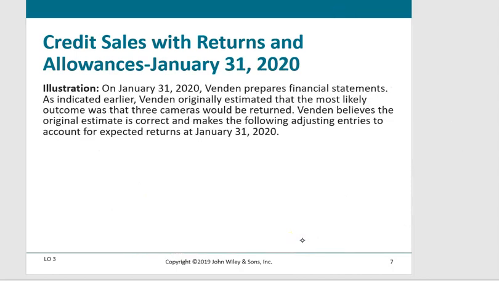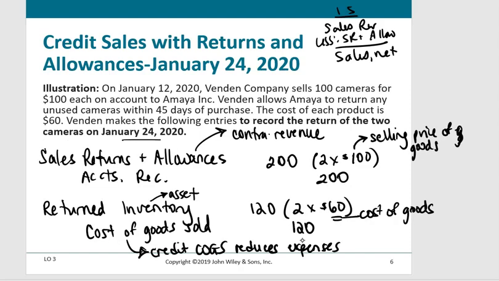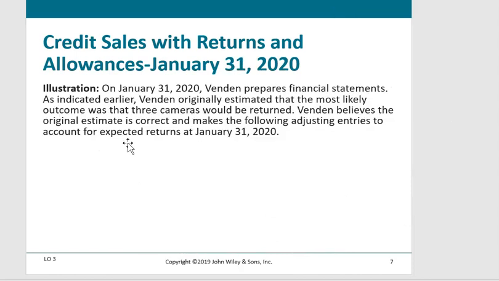Let's continue with this. Remember, we were told that the company estimates that 3 cameras are going to be returned related to the sale of the full 100 that were sold. So when we actually get the cameras, we record the return for those 2 units that we received. But by the time we're putting together the financial statements, we need to record an adjusting entry for the fact that we expect that 1 more camera is going to be returned. We are going to debit sales returns and allowances on that 1 additional camera we expect to be returned in the future.